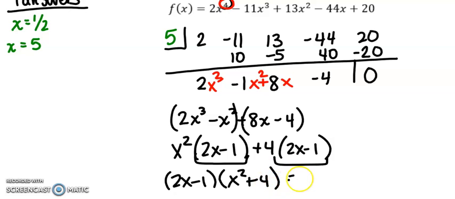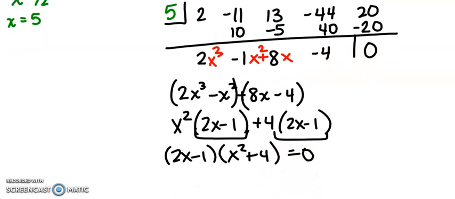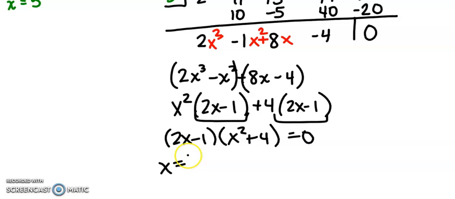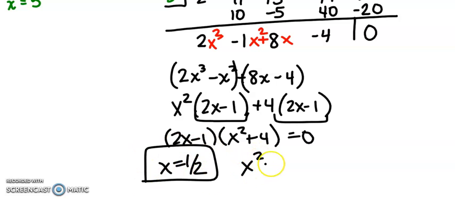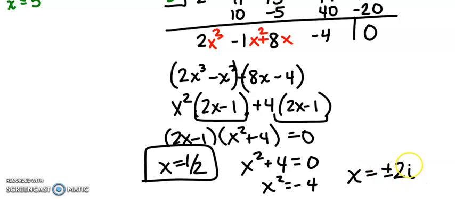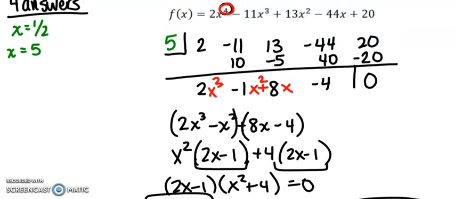So now I want to figure out the zeros of this. Well, 2x minus 1 being equal to 0 is where I confirm that 1/2 was a true 0. X squared plus 4 being equal to 0, I'm going to subtract 4, take a square root, I get plus or minus 2i.